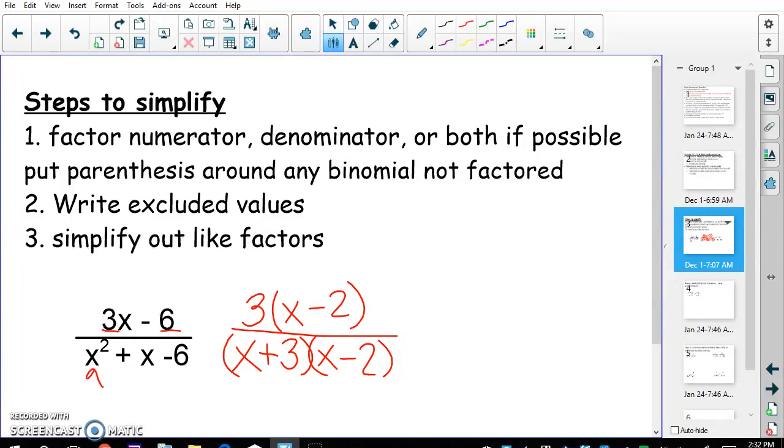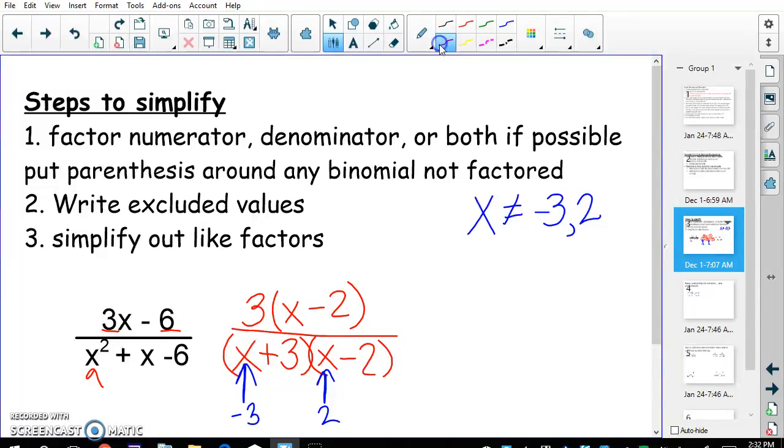I did that. Now I'm going to write the excluded values first. In order to find the excluded values, I only care about the bottom. So I look right here, and I look right here. You have to do that before you cancel; even if you cancel out the x minus 2 later, that still counts as an excluded value. So I'm going to say x can't be equal to negative 3 right here, and positive 2. So it can't be negative 3, it can't be positive 2.